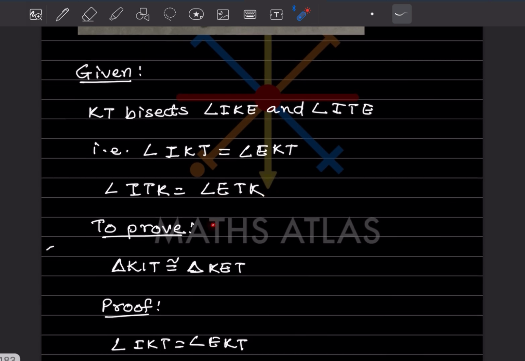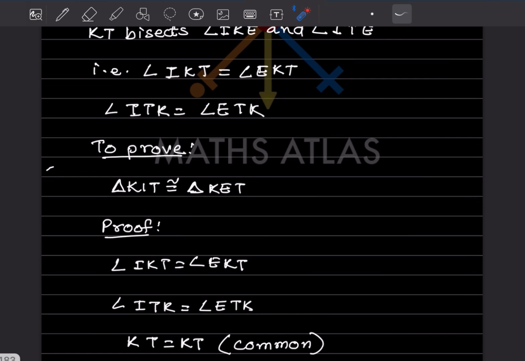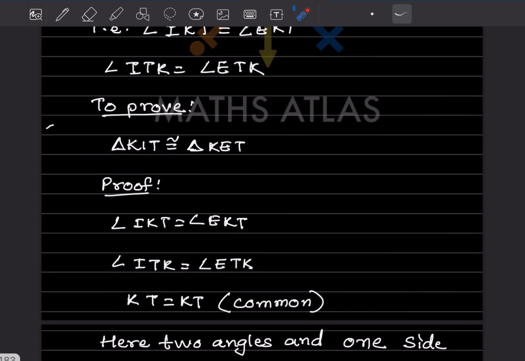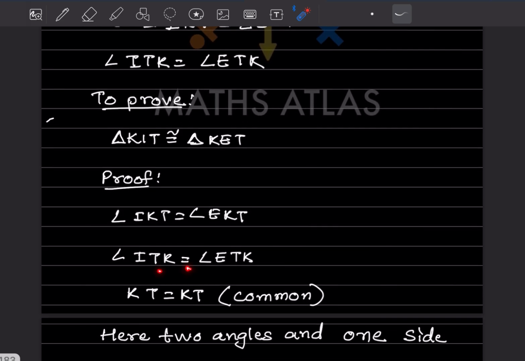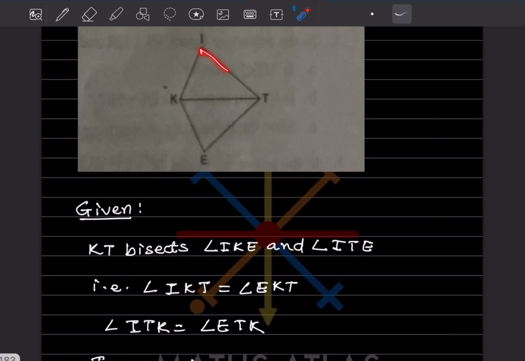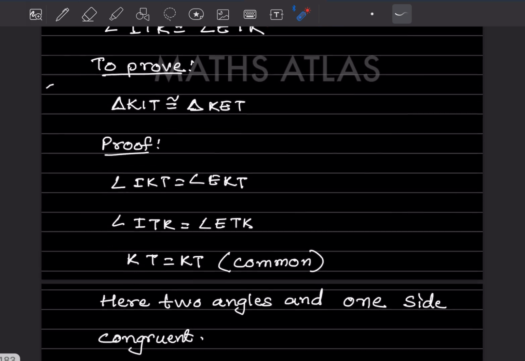So now you have to prove triangle KIT is congruent to triangle KET. So we'll start with the proof. Angle IKT is equal to EKT, as I told you, this step. So angle ITK is equal to angle ETK. So this is going to be this one.